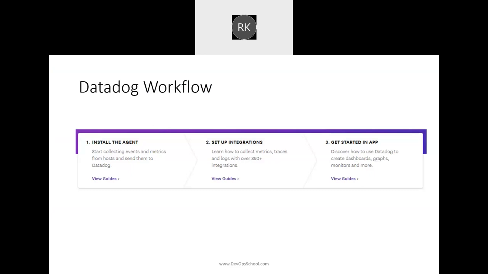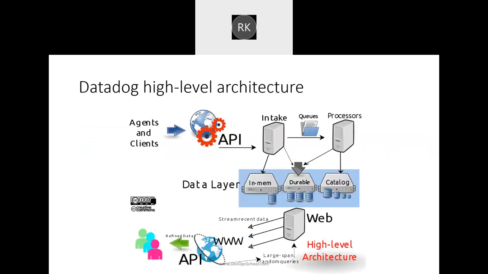You don't have to worry too much. Just install the agent. The agent automatically starts sending the data to the Datadog SaaS-based platform. If you have different integrations you want to enable, you can integrate and get started in the app. The agent collects and sends all the data to Datadog, and there you can start exporting the data, analyzing it, building dashboards and alerts, and troubleshooting. So it's very easy to use.